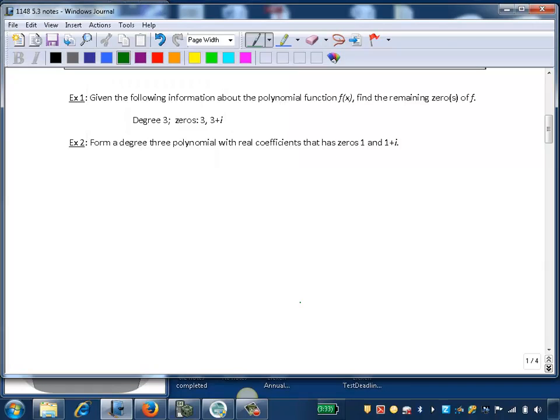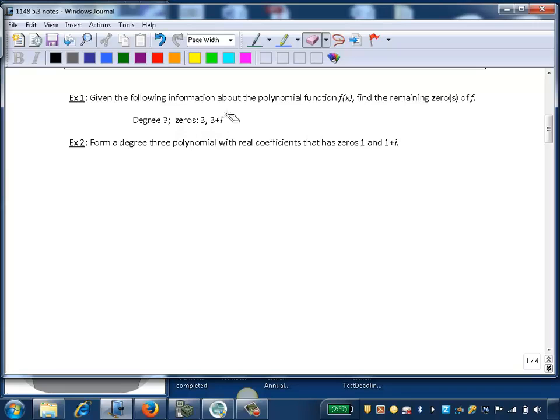Example 1. Given the following information about the polynomial function f of x, find the remaining zeros of f. So we're given that we have a degree 3 polynomial, and it has zeros 3 and then 3 plus i. So we know that if it's a degree 3 polynomial, then we must have a total of 3 complex zeros. So they're giving us 2 of them.